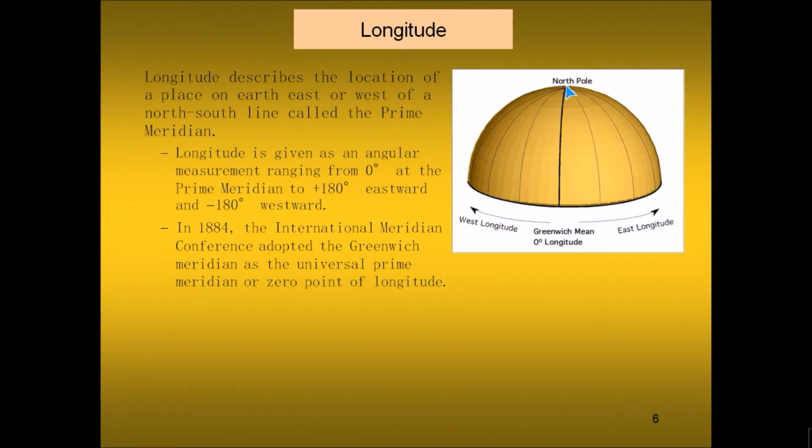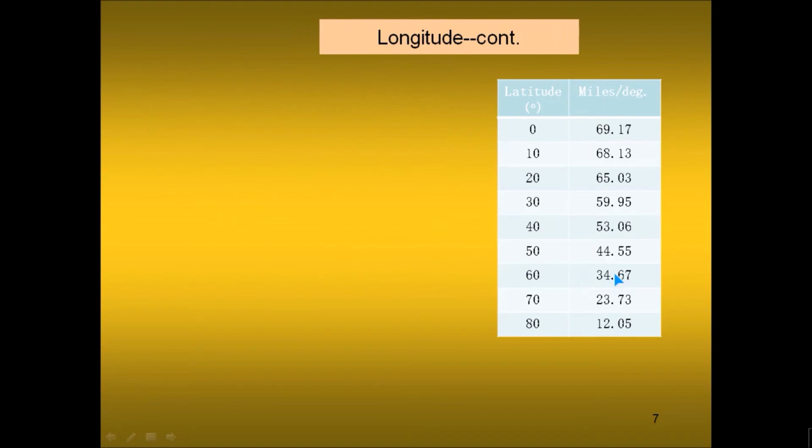So this is the North Pole, and these lines are our longitude. This is west longitude, east longitude. This is Greenwich Mean, that is 0 degree longitude.